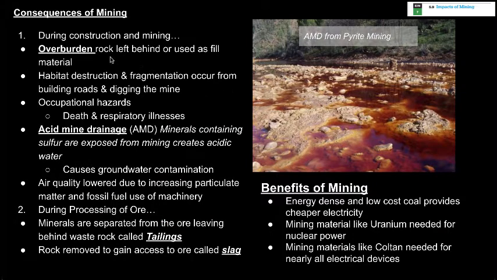The consequences of mining, there's a lot here, but basically during construction and mining process, and then we're going to look at the processing of ore down here for number 2. So during construction and mining, what are some things that happen? Well, we have overburden, which we discussed. There's a big pile of rock left behind. So that's not going to be productive soil for an ecosystem or anything at that point. It's just a big old pile of non-biodiverse rock that's been extracted.